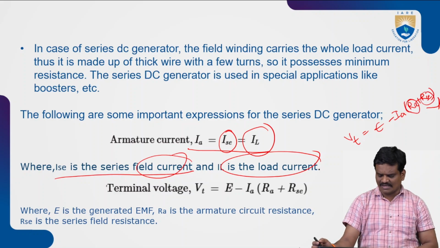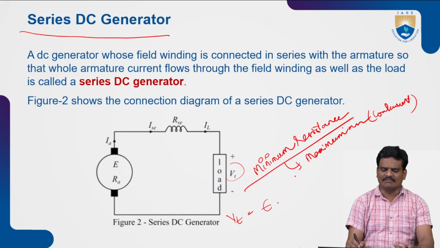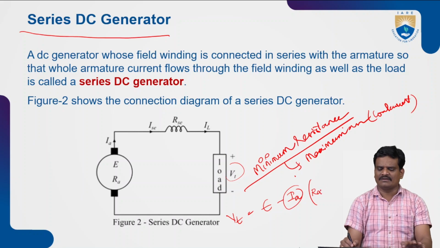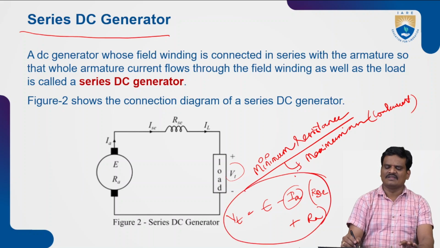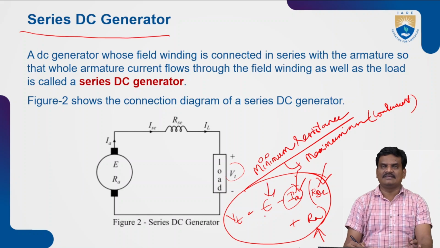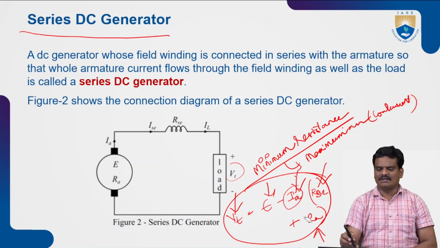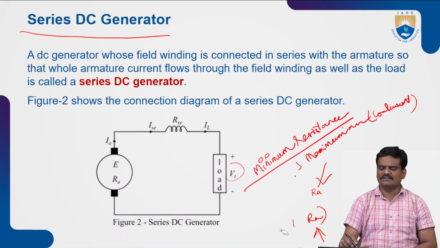That is, if I want to calculate the value of terminal voltage, VT will be equal to generated EMF minus the total current flowing, that is armature current, into the resistance offered by this particular circuit, field winding plus internal resistance of armature, that is RSC. Where RA is the armature resistance, RSC is the field resistance, IA is the armature current, E is the generated EMF, VT is the terminal voltage.